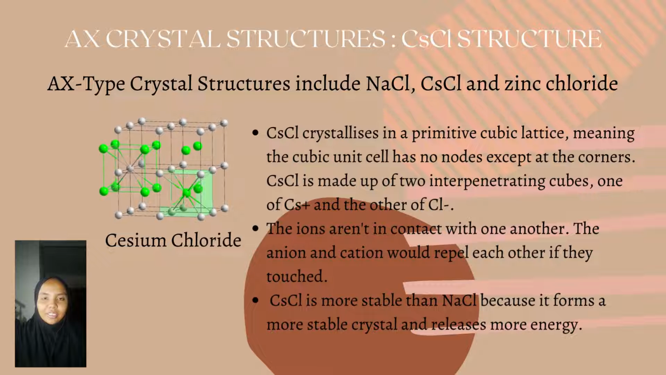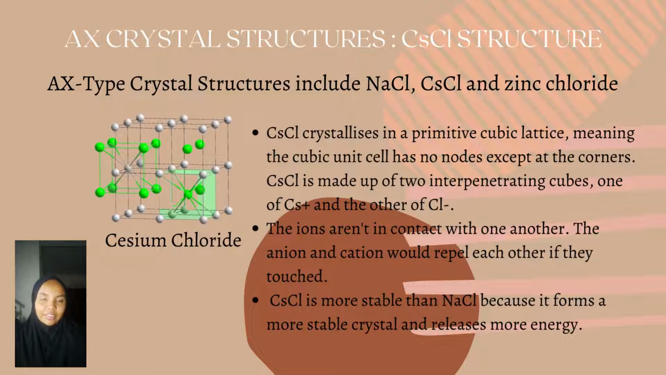The second crystal structure is the AX crystal structure, the CsCl structure, cesium chloride. AX type crystal structures include sodium chloride, cesium chloride, and zinc sulfide. Cesium chloride crystallizes in a primitive cubic lattice, meaning the cubic unit cell has no nodes except at the corners.